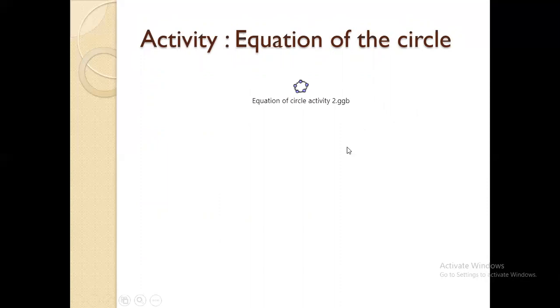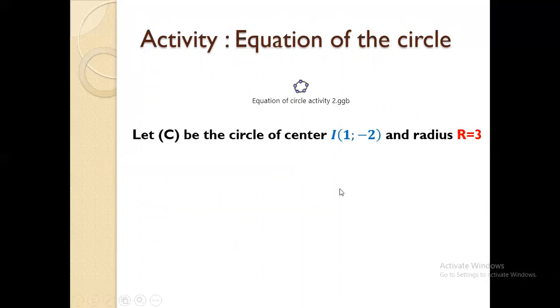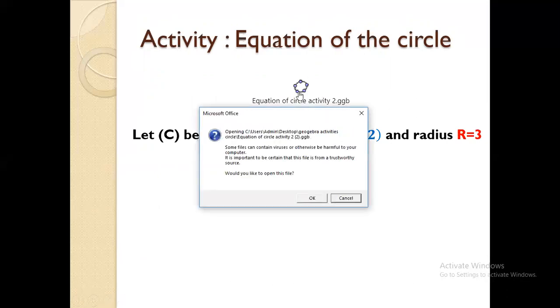So in general, how do we find the equation of the circle? For example, let C be the circle with center I (1, -2) and radius 3. In general, to find the equation of any geometric figure, it's enough to consider a general point M (x, y) on that figure and try to find a general relation. Let me use this GeoGebra activity.